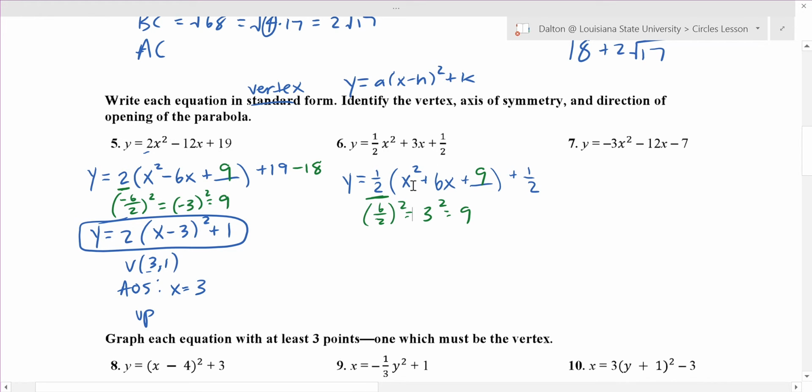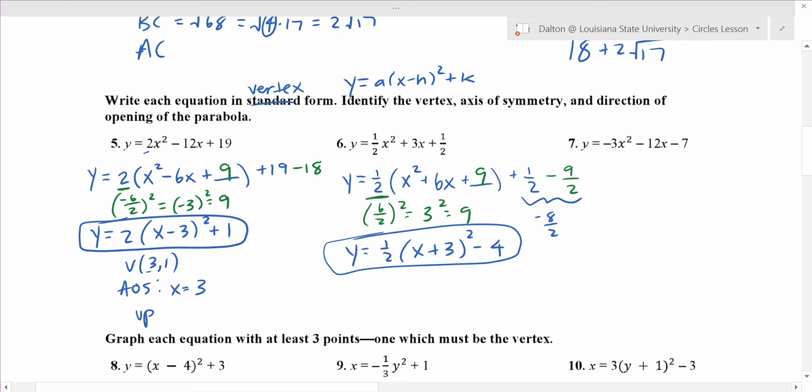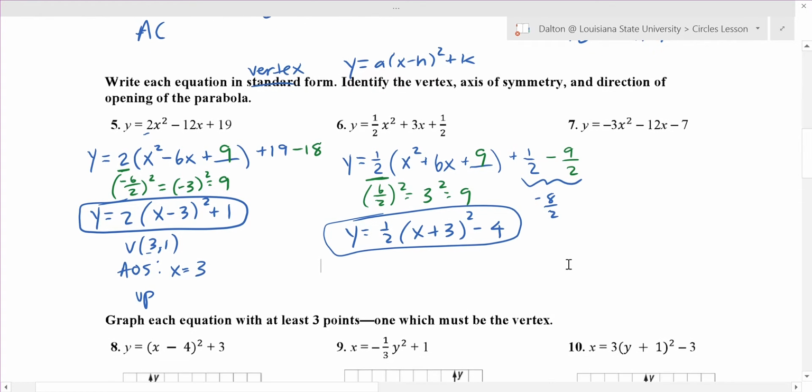So if you add 9 halves to the right-hand side, you either add it to the left-hand side or you just subtract it again from the right-hand side. So then you end up with y is equal to 1/2 times the trinomial, which becomes (x plus 3) squared, and then 1/2 minus 9 halves is negative 8 halves, and negative 8 over 2 ends up being negative 4. So this ends up being that final answer in vertex form. And then from there, I'm confident you can get the vertex and axis of symmetry and which direction it opens.